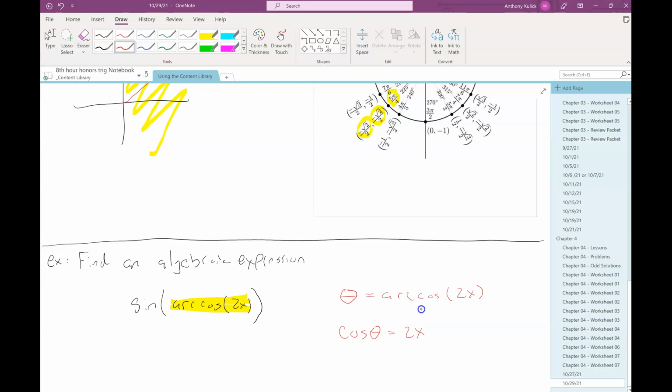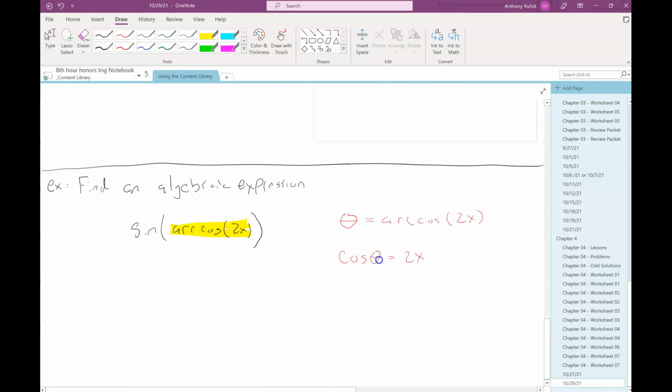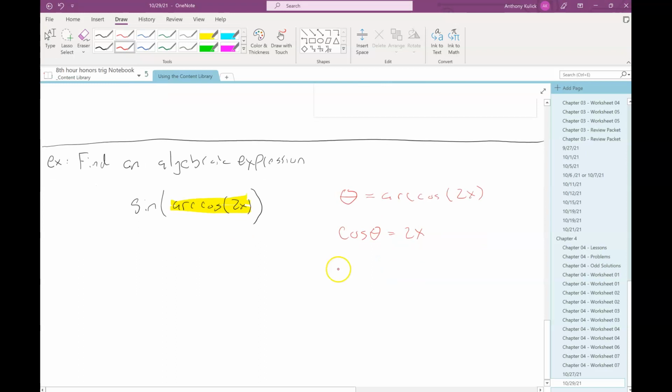Okay. Everybody still good with cosine theta equals 2x? What I'm going to do now is think back to my right triangle definition for cosine. So 2x is really adjacent over hypotenuse. I'm going to draw a right triangle, designate one of the acute angles as theta, and then write 2x as the adjacent side and 1 as the hypotenuse. Everybody's okay with that?